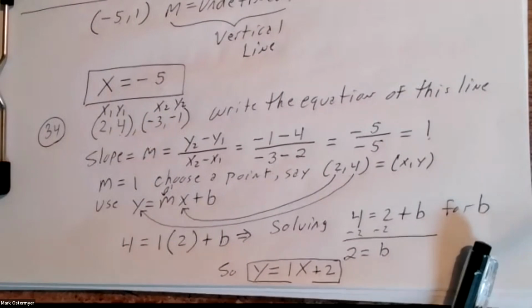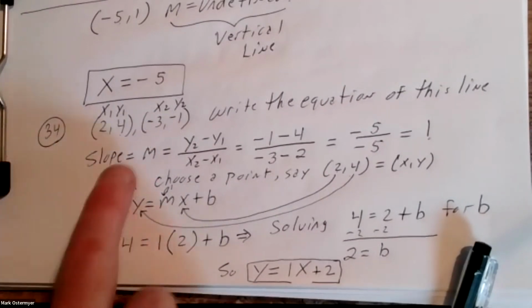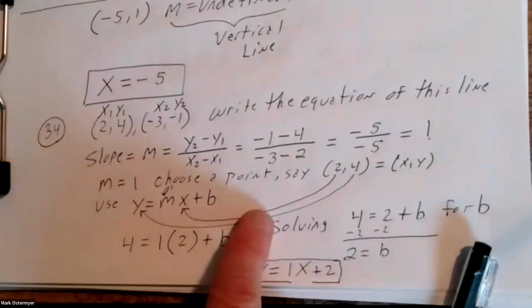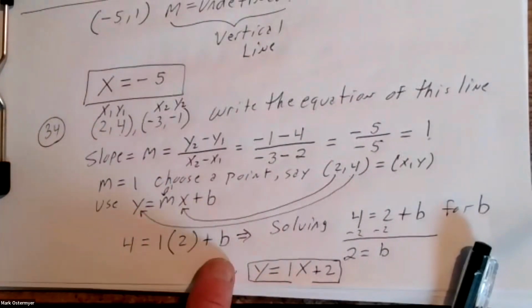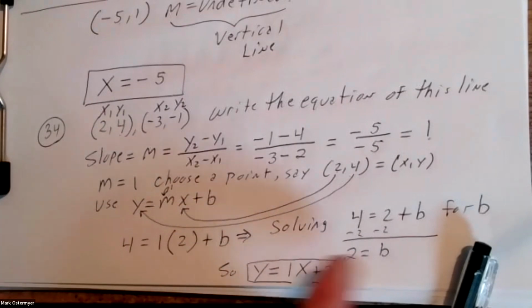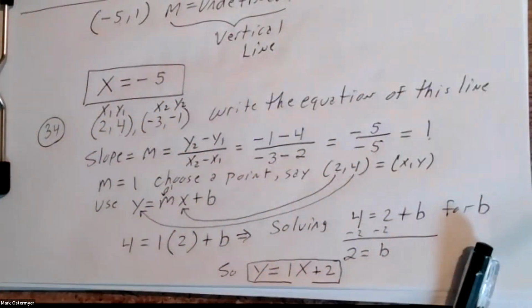Any questions how I derived the equation for that line there? First, I found the slope. I chose one of my 2 points using slope-intercept form. I made my substitutions, solved for the y-intercept, and then I wrote my equation. Any questions about that?